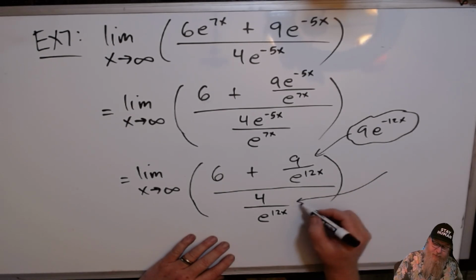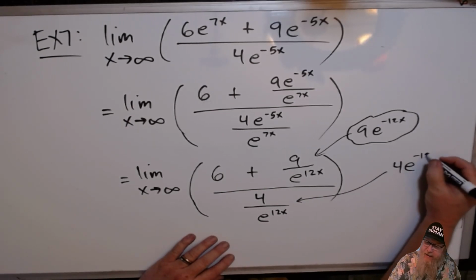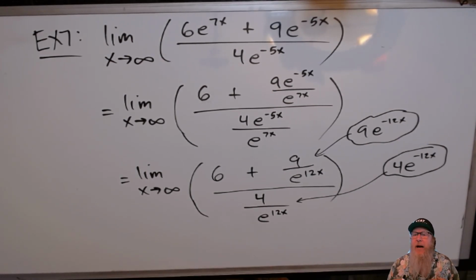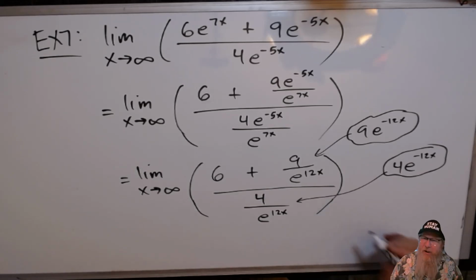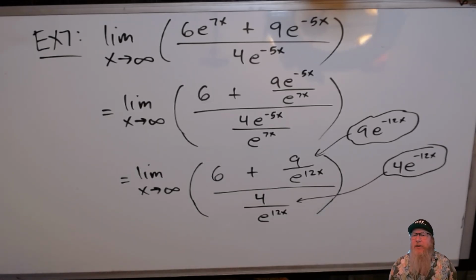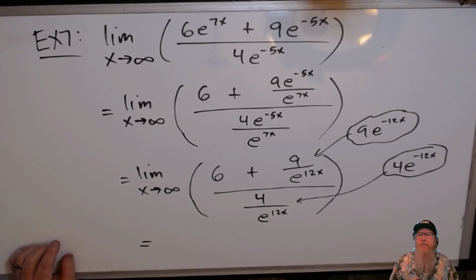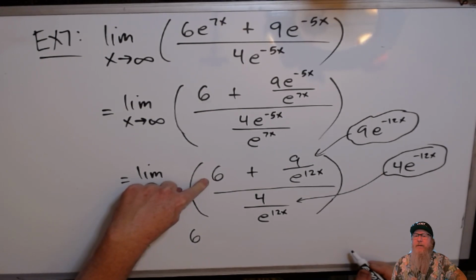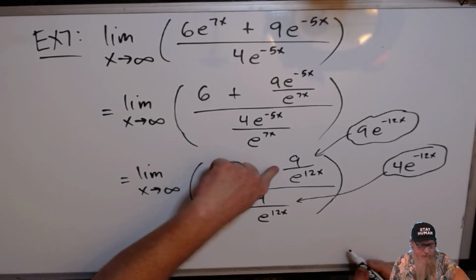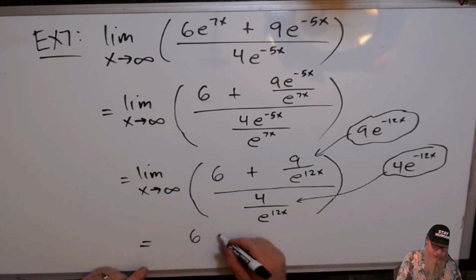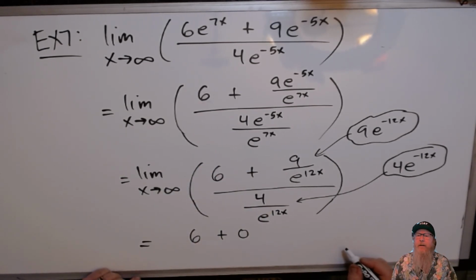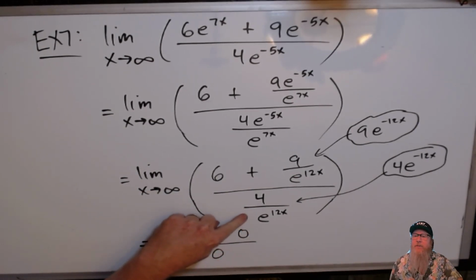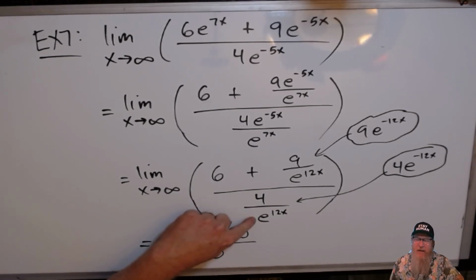All right, so again, this means the same thing as 4e to the negative 12x, if you prefer negative powers. I personally prefer positive powers. But you do have all of the techniques for negative powers that we learned. So the limit of 6 is just 6. The limit of this is 0. And the limit of this is also 0. This one's also 0, right? It's 4 divided by a very big number.